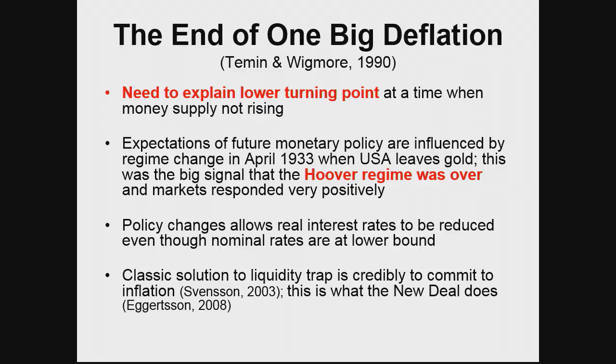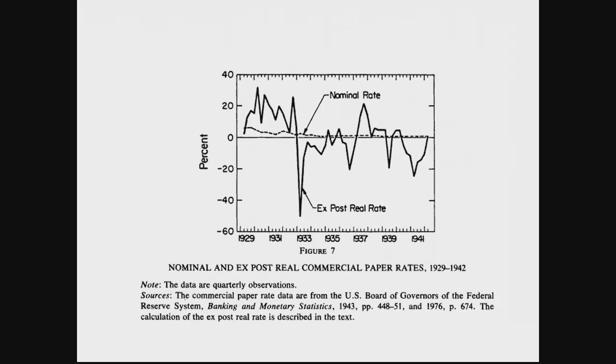This is close to the so-called classic solution to the liquidity trap, where really what you need to do is credibly to commit to future inflation. Maybe the New Deal is part of that credible commitment. Certainly that's what Eggertson would argue.